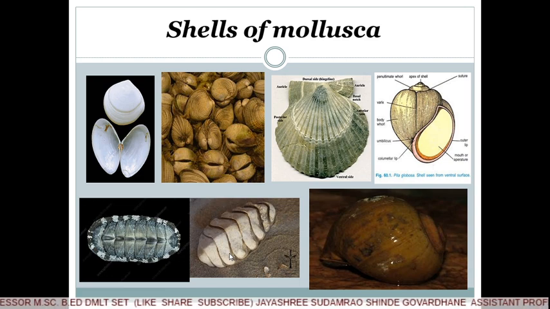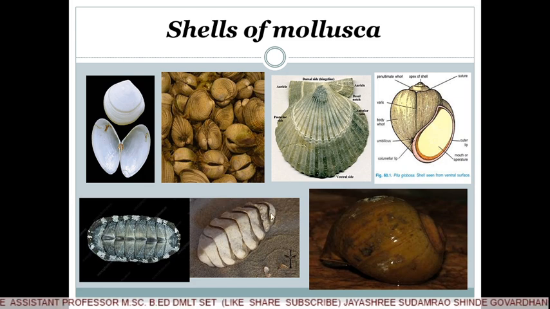Shell of Pila is somewhat globular. Now see this corner picture. Shell of Pila is somewhat globular in form, about 60 mm wide. Color may be lemon yellow, brownish, or even blackish. It is secreted by mantle. Shell is made up of a single piece, so it is called univalve. As you see in this picture, the shell is bivalve. Means what? There are two parts of a shell. It is made up of two parts, and so it is known as bivalve.